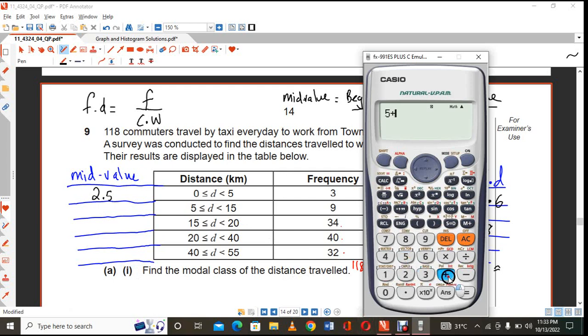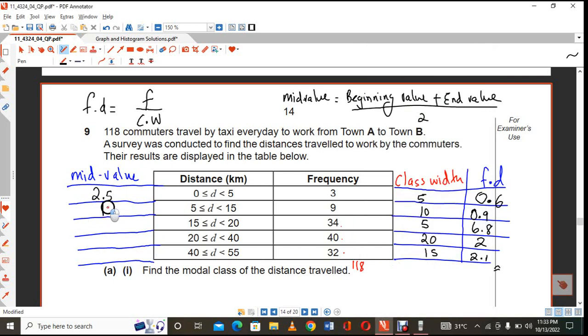So 5 plus 15: we say that these 9 people who walked between 5 and 15 kilometers, if you divide, on average we say they walked about 10 kilometers. So it's just the average for that particular class group.